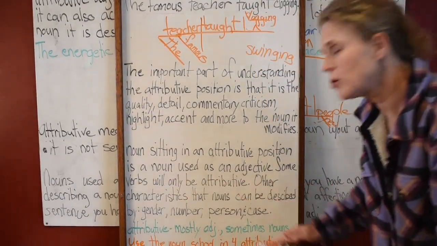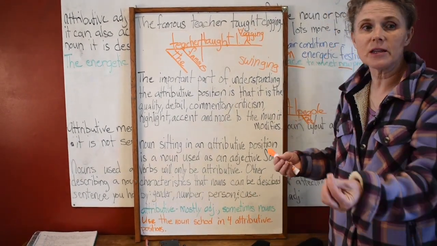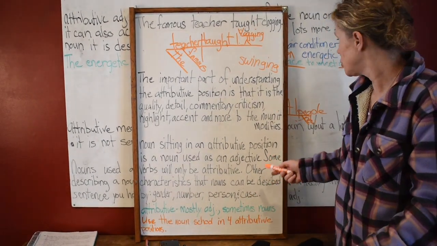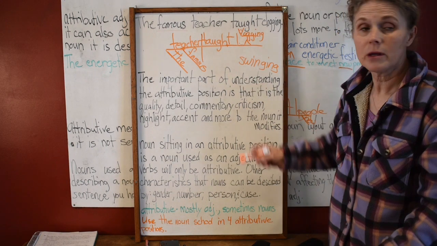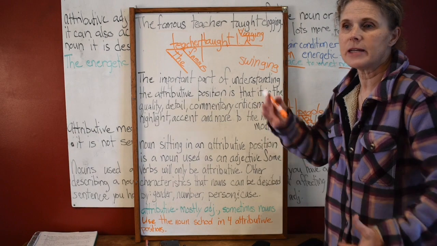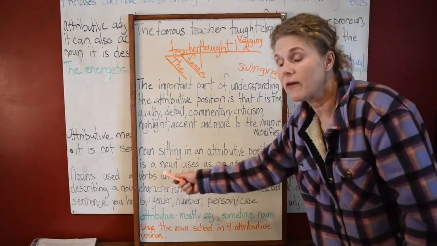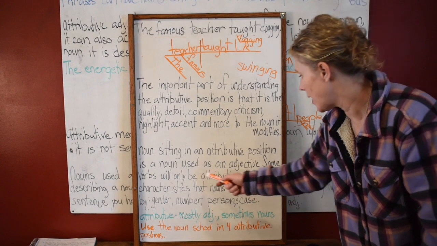Some verbs will only be attributive. So there are some verbs out there that sit in the attributive position to a noun, and it looks like a verb, it sounds like a verb, but it is actually attributive. There are not very many of these, but we do have them.